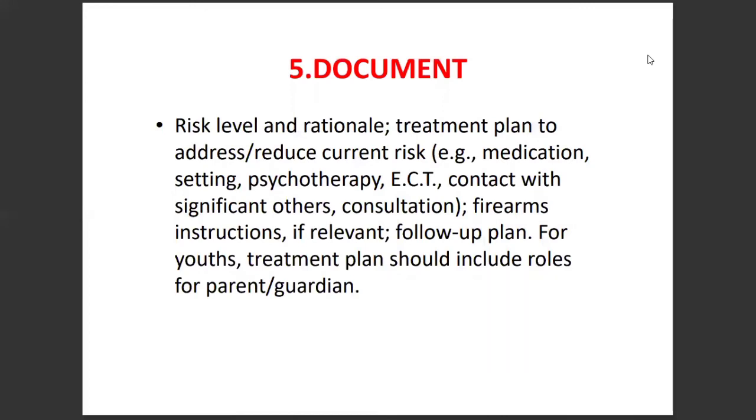The last step in the safety tool is documentation. Risk level and rationale, treatment plan to address and reduce current risk, medication, setting, psychotherapy, ECT, contact with significant others, consultation, instruction about firearms, and if relevant, follow-up plan. For youths, the treatment plan should include roles of parent and guardian.